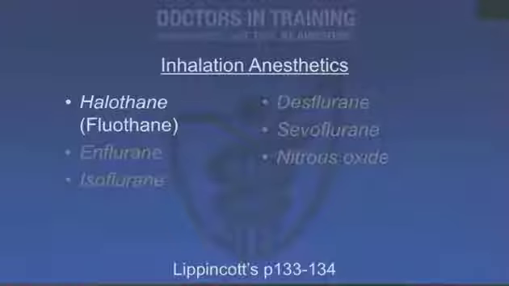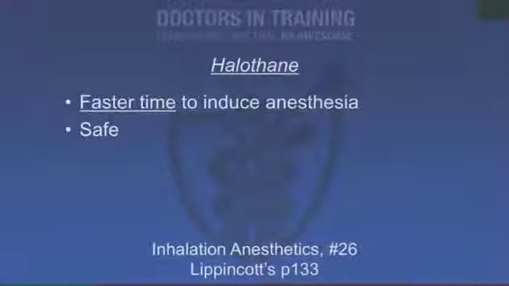Okay, let's talk about some of the specific inhaled agents. Halothane is kind of the standard bearer for this. It came into use in the 1950s, and it really did change practice dramatically. I mentioned ether and chloroform before. They really were not very good inhaled anesthetics at all. Halothane came in, incredibly useful because it had a much faster time to onset to induce anesthesia, and it was safe. It's not flammable. So those two things made it very popular very rapidly.